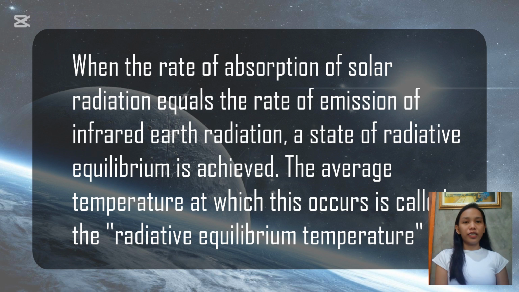Okay, so the next one is, when the rate of absorption of solar radiation equals the rate of emission of infrared Earth radiation, a state of radiative equilibrium is achieved. The average temperature at which this occurs is called the radiative equilibrium temperature. So, radiative equilibrium temperature is if the Earth absorbs solar energy and emits infrared radiation, it will reach a balance. It calls the radiative equilibrium. When the energy absorbed equals the energy emitted, it is known as the radiative equilibrium temperature.